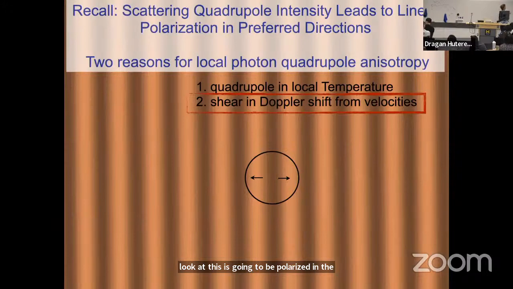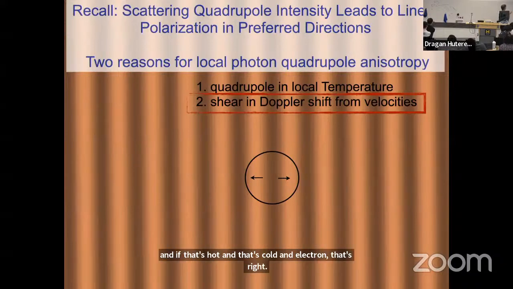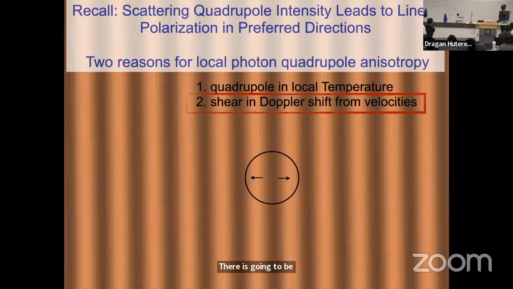If this is hot over here, and that's hot and that's cold, an electron that's right there is going to be seeing more radiation coming in from this side, less radiation that way. So the scattered light as it goes out to you will be up. So that's going to generate polarization. And there's basically two ways you can do it. One is just what I just said, which is to say, as you see further away, you're just literally seeing a spot in the universe that is at a different temperature.